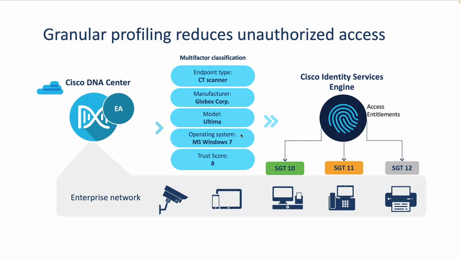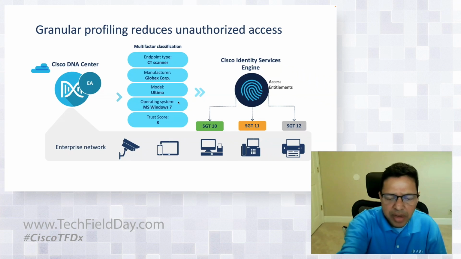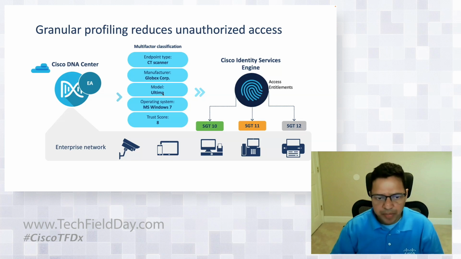So it actually gathers information from DNA Center, and then it pushes access privileges to the network. And the access privileges can be ACLs, VLAN, but the most modern way of doing it is using SGT. SGT stands for Security Group Tag or Scalable Group Tags. Right? It is the access entitlement that you get for this particular device, based on this context, based on the multi-factor classification. And at the end, you see something called a trust score, right? At the bottom of this multi-factor classification. So we will talk about that in a bit.